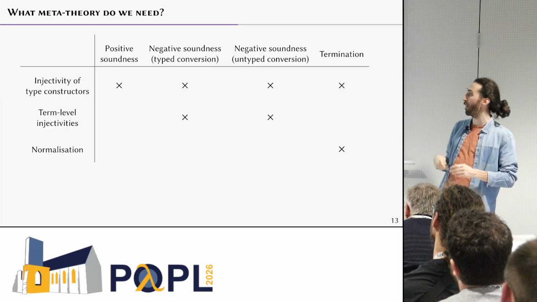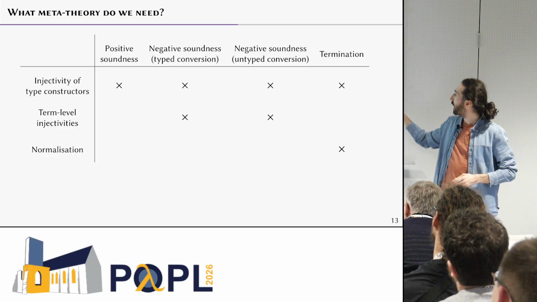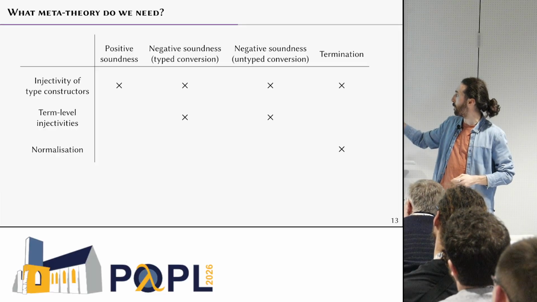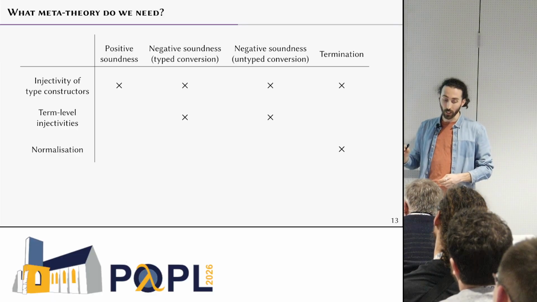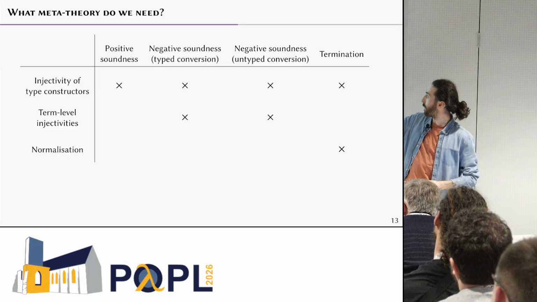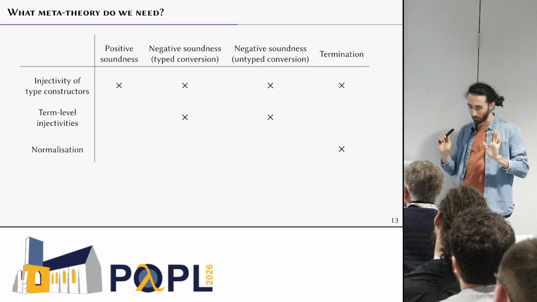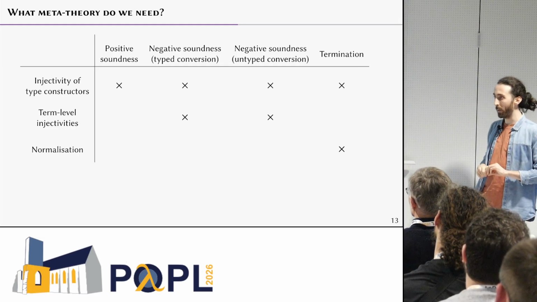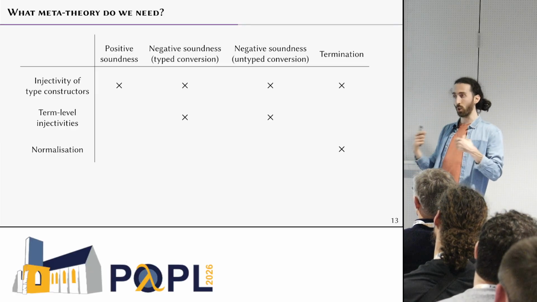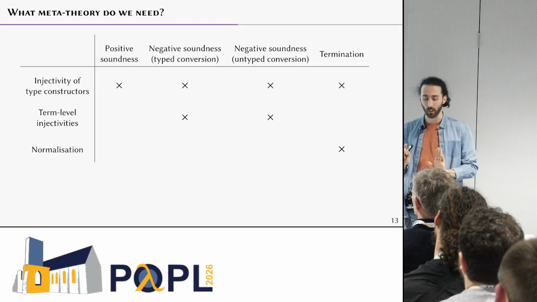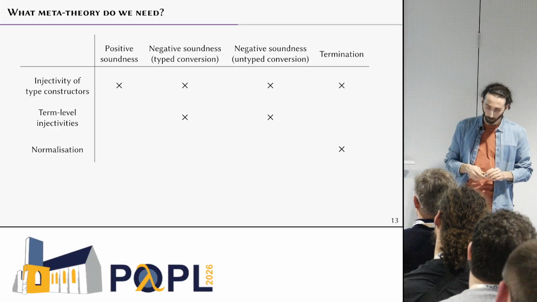And at the top here, you have these properties of the actual implementation. And basically, there's a cross if you need to use the property on the left to prove the thing on the top. So the first thing to see is that positive soundness doesn't require a lot. It just needs this type constructor injectivity property. I mean, that's still not that easy to show because types in dependent type theory can compute in all sorts of complex ways. So showing that they're injective is not that easy. It's still a non-trivial meta-theoretic proof, but that's basically all you need.